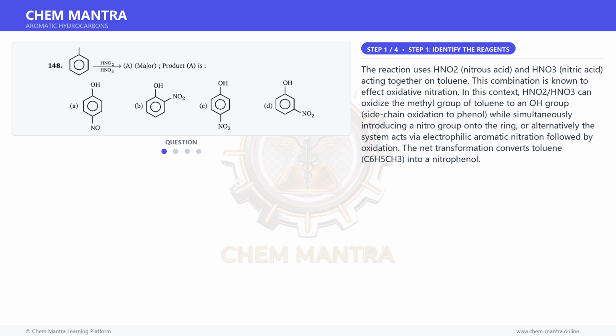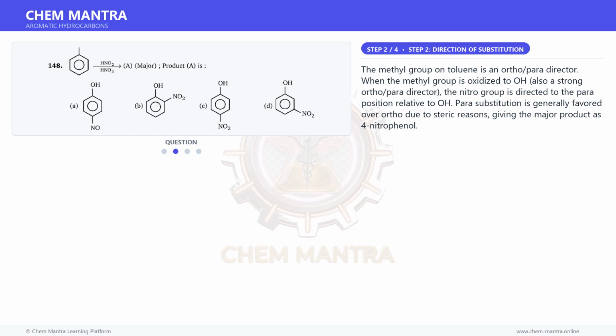to phenol, while simultaneously introducing a nitro group onto the ring, or alternatively the system acts via electrophilic aromatic nitration followed by oxidation. The net transformation converts toluene, C6H5CH3, into a nitrophenol. Moving on to the next step.